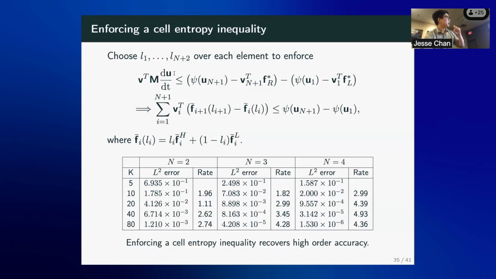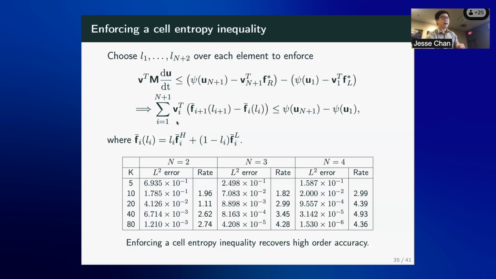This is essentially the time rate of change of entropy over a cell. And on the right-hand side, this is all of the rest of the terms, all the interface terms that you see on the boundary of an element. So what we'll try to do is actually to enforce this semi-discrete entropy inequality over each cell by choosing these limiting factors in a clever way.